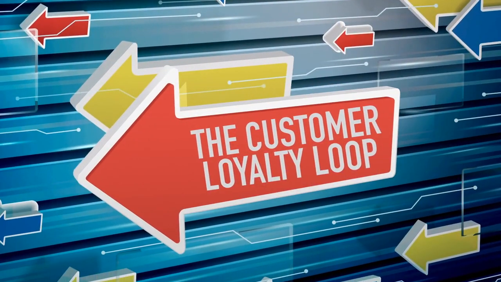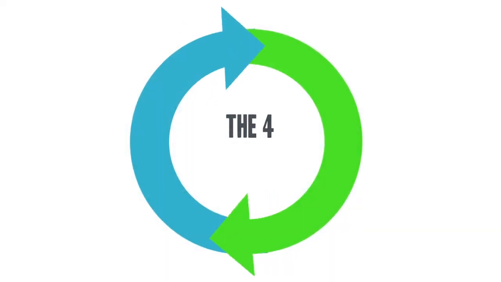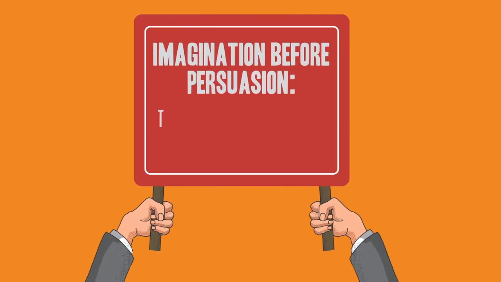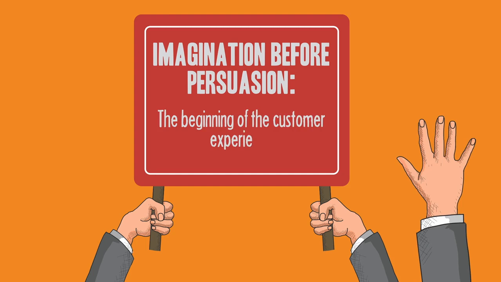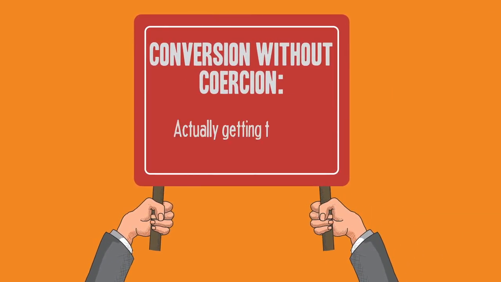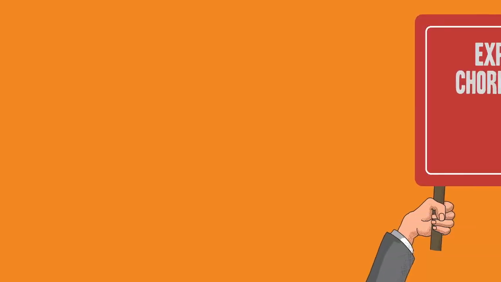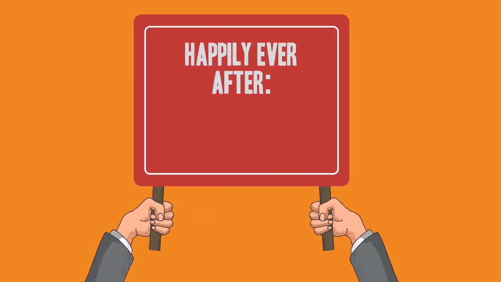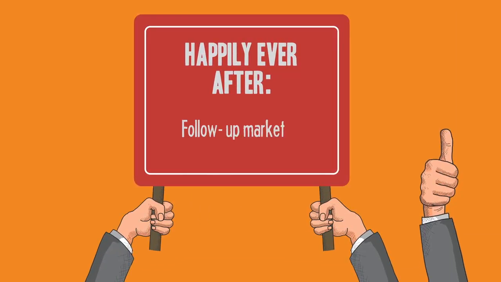The Customer Loyalty Loop. There are 4 stages of the Customer Loyalty Loop. Number 1, imagination before persuasion, the beginning of the customer experience. Number 2, conversion without coercion, actually getting the sale. Number 3, experience choreography, delivery of the product or service. And 4, happily ever after, follow-up marketing.